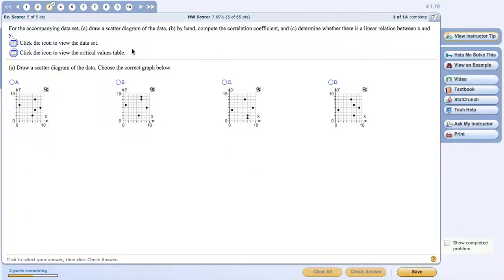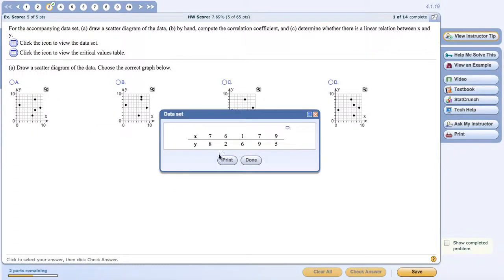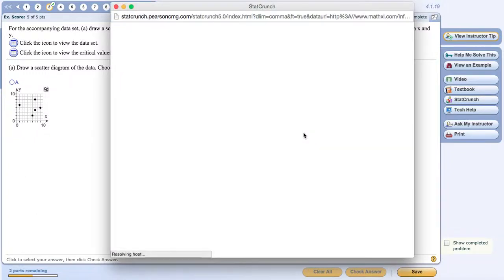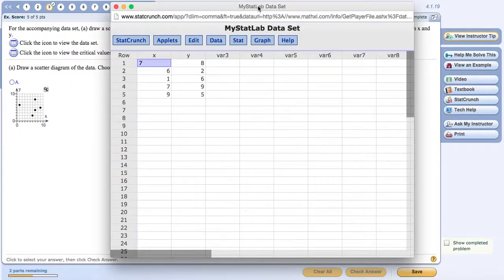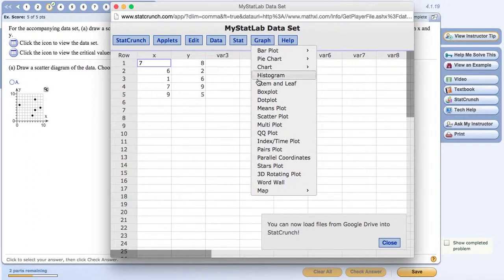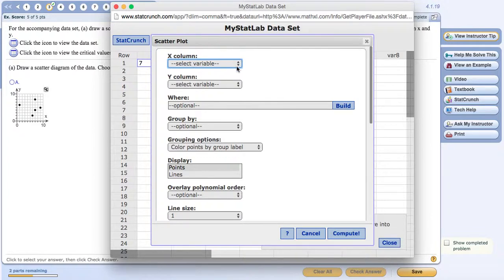Here we're given some data, and then these graphs, and we're asked to match the data set up with the correct graph. So here we can click into the data set, and it's not that many data points. We can click it into StatCrunch by clicking that square, and then we can graph it. This would be a scatter plot that just gives us a bunch of dots, like the graphs at hand. And we just have X and Y for our different columns.